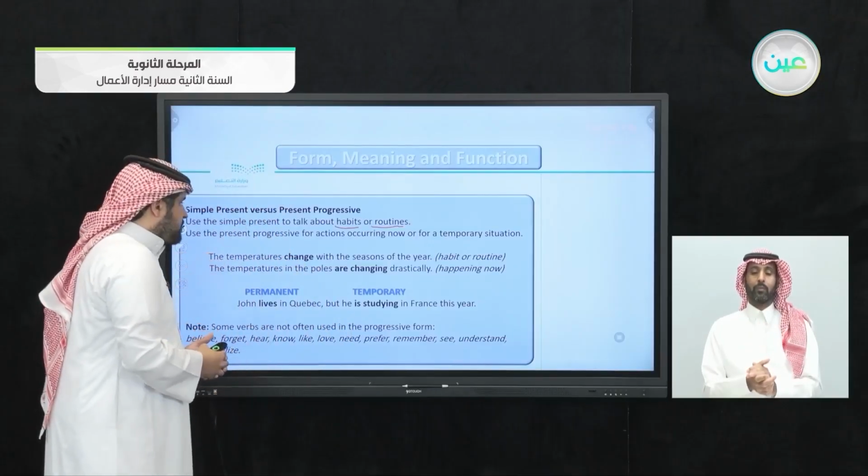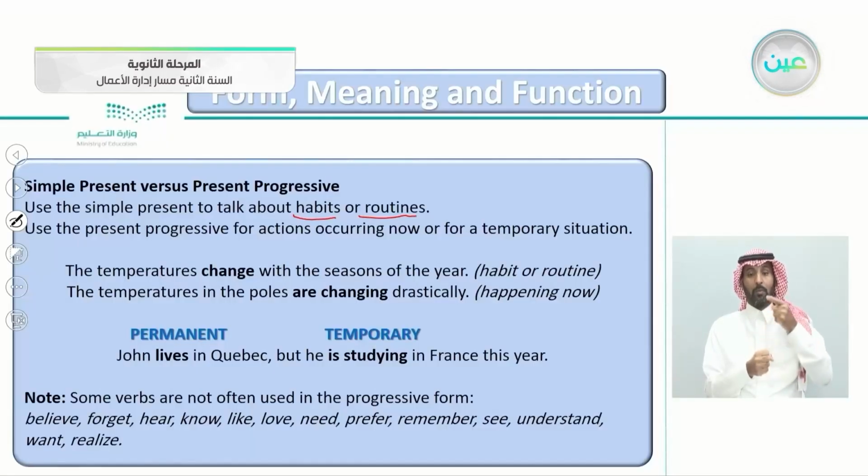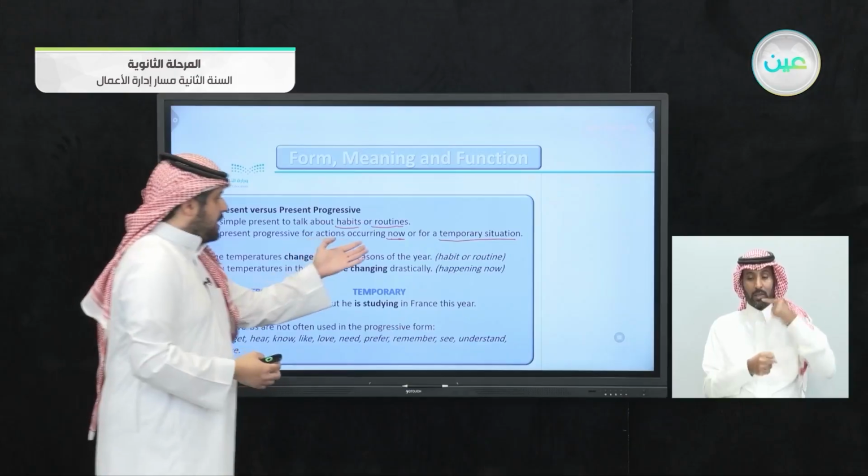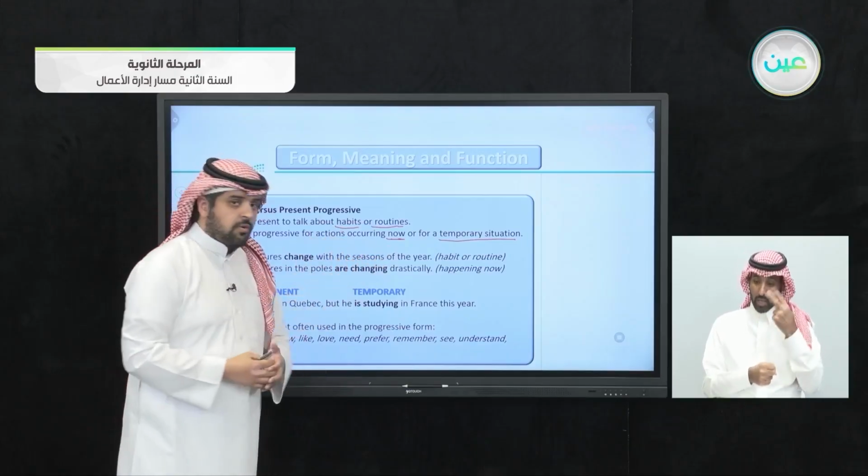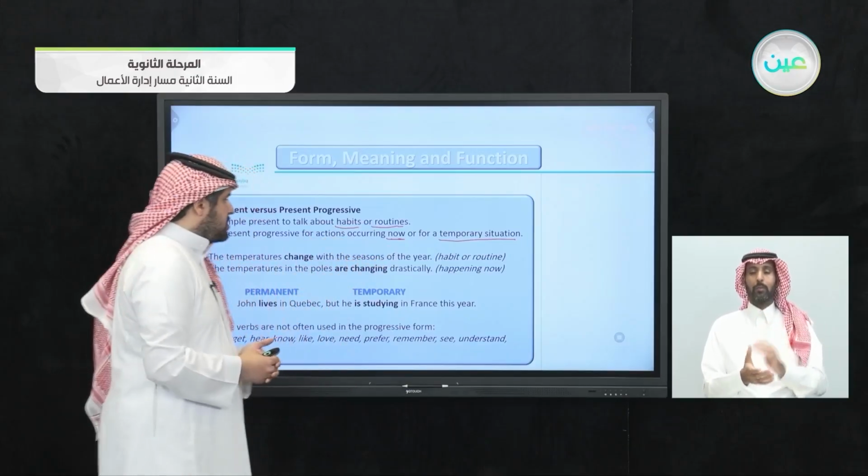We use the present progressive for actions occurring now, or for a temporary situation. So we use the present simple to talk about habits or routines. We use the present progressive for actions that are happening now or that are temporary situations.